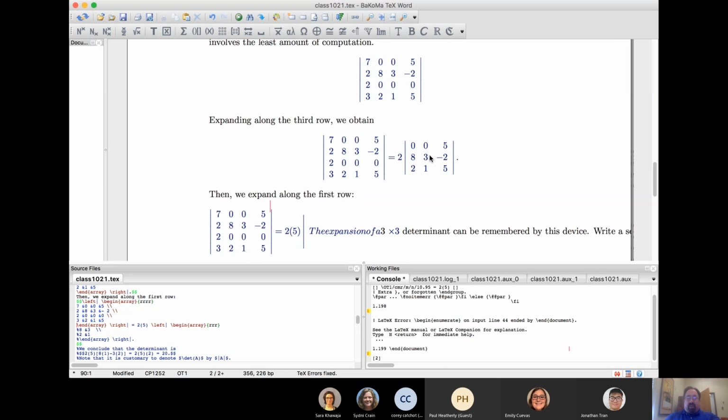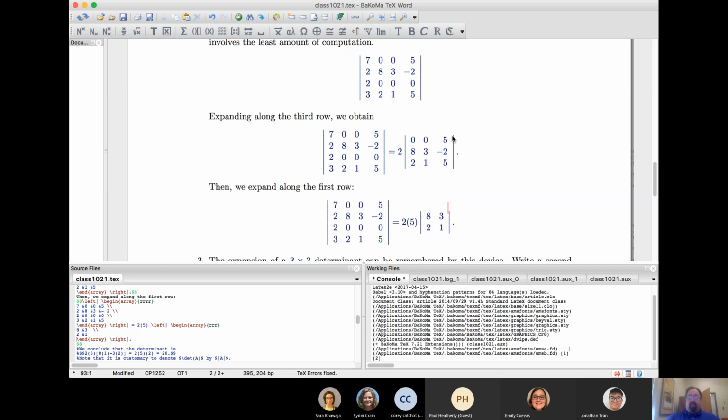All right, so then we have 2 times a 5 that comes from here. And this is the entry in row 1, column 3. So we have a factor of -1 to the i plus j. That's -1 to the 1 plus 3, or -1 to the 4th. So that again will be a plus sign. So we have 2 times 5 times the determinant of a matrix you get by removing the first row and third column. So wherever 5 sits, that's the row and column that you remove. And what's left is 8, 3, 2, 1.